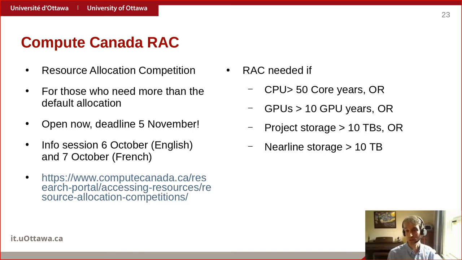If you need a lot of GPU, so at least 10 GPU years, that's again 10 GPUs running 24/7 for an entire year, or whatever, at 120. Well, you know the calculation. And if you need a lot of project storage, so you need more than 10 terabytes of permanent storage. And then there's also nearline storage. So project storage is active storage. So that's storage that you're working on right then. Nearline storage is archival. So if you're done with your project, you store it in nearline storage, and then Compute Canada backs it up on tape and it's just there forever. Well, almost forever.